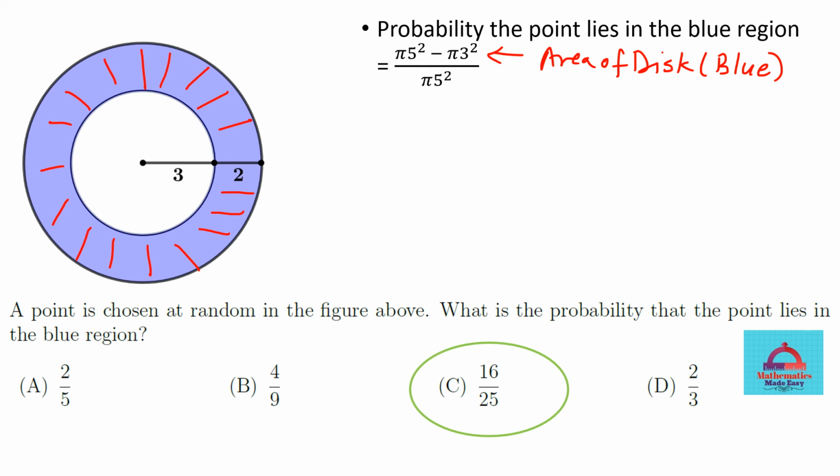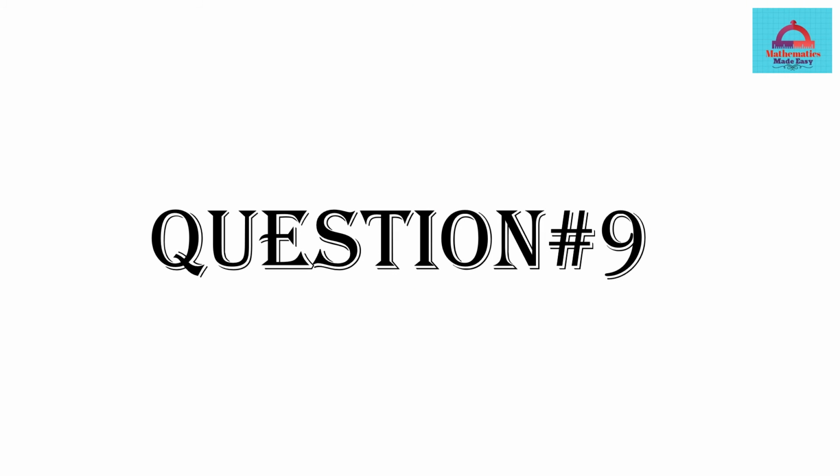So the area of a circle, I hope you remember, is pi r square. The radius of the big circle is 3 plus 2, 5. So that's why pi 5 square is the area. And from that you subtract the area of the smaller circle, pi 3 square. So that gives you the area of the disk, which on simplification comes out to be 25 minus 9 divided by 25. So just cancel the pi, and 16 over 25 is the answer.